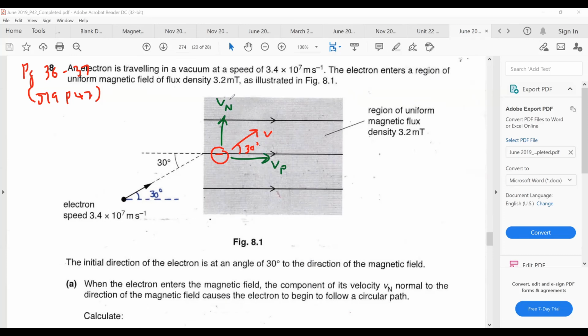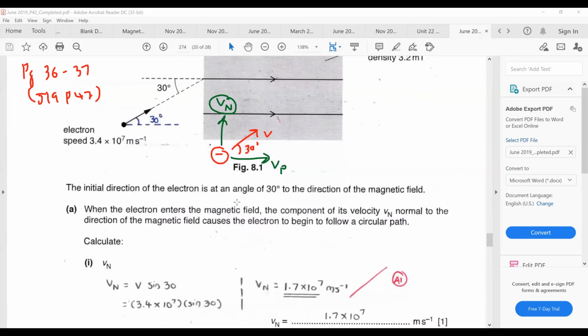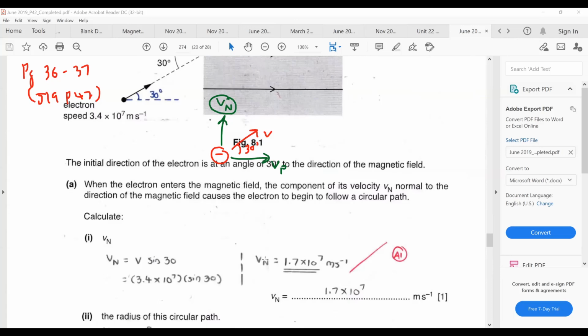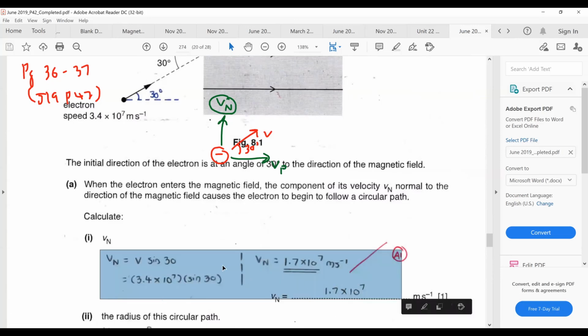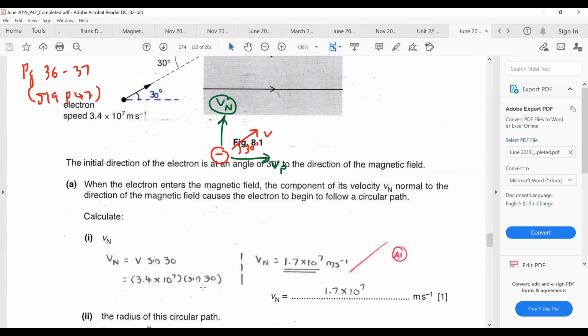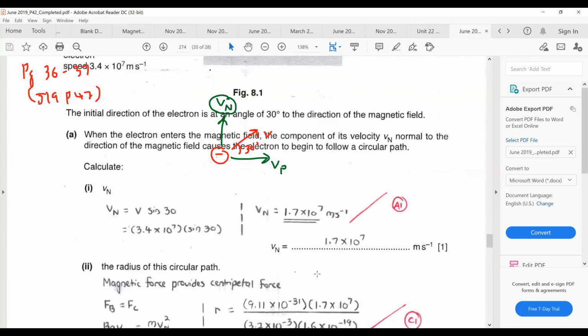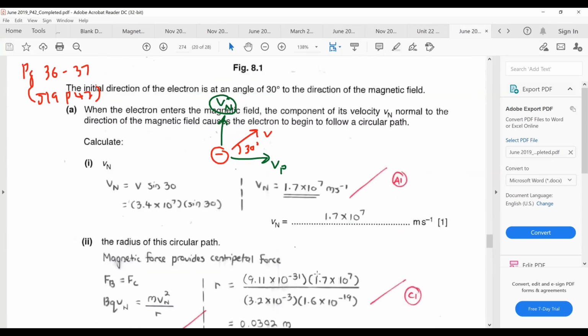As I mentioned to you, your velocity normal to the field is what causes you to have a magnetic force, which in turn causes you to move in the arc of a circle. So here the question just asks you to find the component of velocity normal to the field. It will be V sine 30. You get the answer as 1.7 times 10 to the power 7 meters per second.